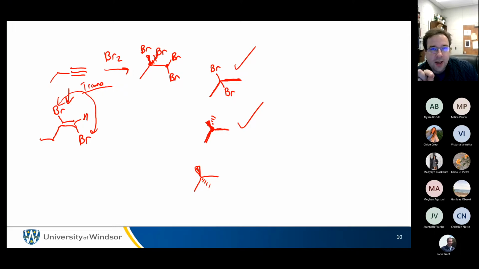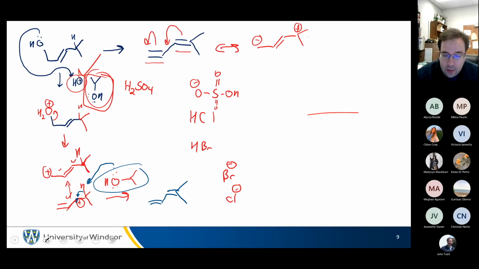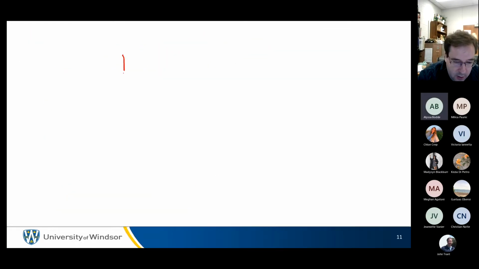E2 doesn't care about where the leaving group is. E2 cares about where the proton on the carbon next to the leaving group is. Right. So E2s like tertiary leaving groups because you're automatically going to have a highly substituted double bond. If you have a tertiary leaving group, one of your carbons is going to be attached to two carbons on your double bond. So what I mean by that, you'll have a bunch of different options for anti-periplanar.